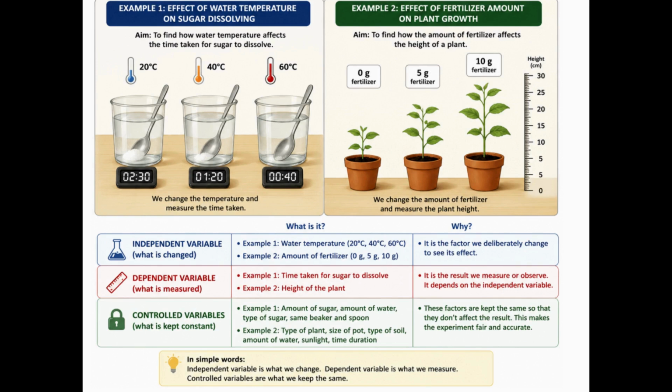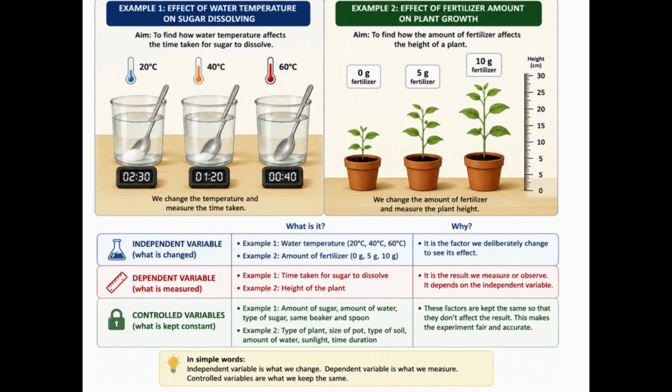Example 2. Effect of fertilizer on plant growth. Now another example. We are studying the effect of amount of fertilizer on plant growth. Now what are we changing? We are changing the amount of fertilizer. For example, 0 gram, 5 gram and 10 gram. So fertilizer amount is the independent variable. Now what are we measuring? We are measuring the height of the plant. So plant height is the dependent variable, because we are observing it and measuring it.